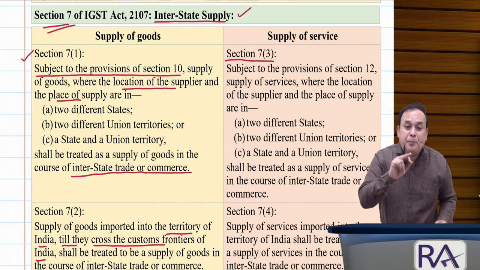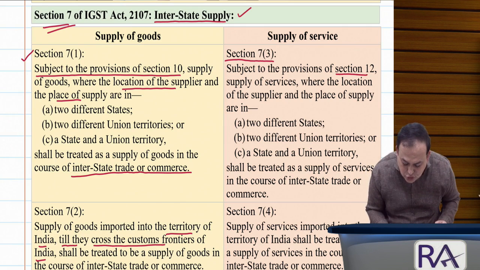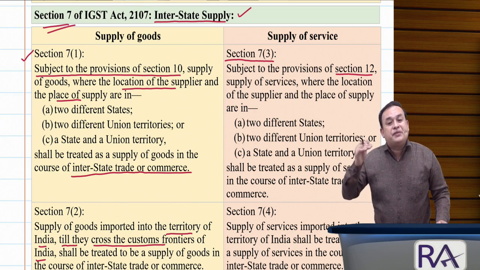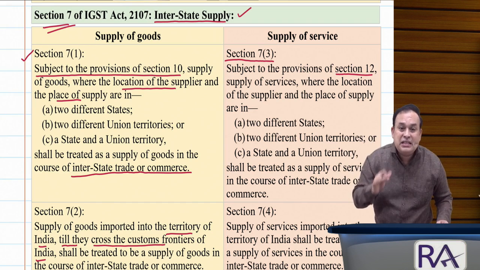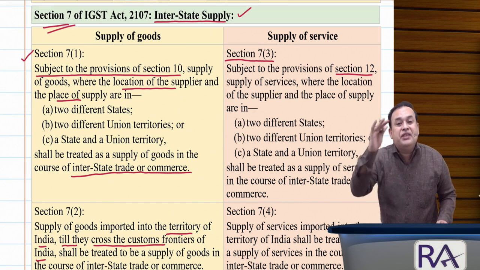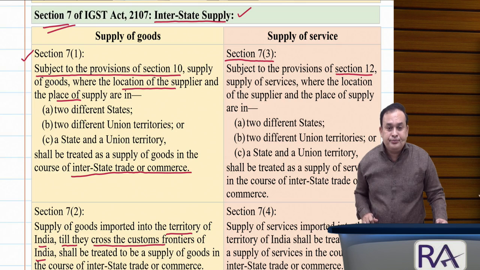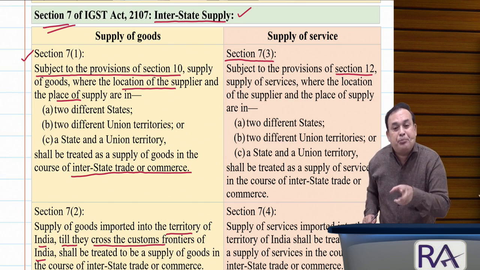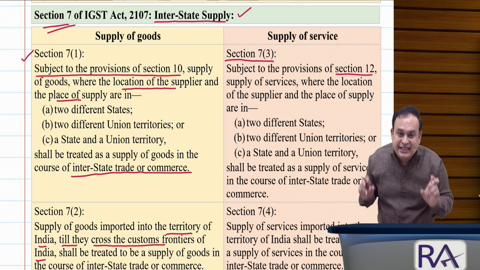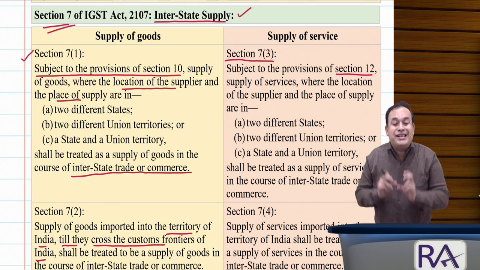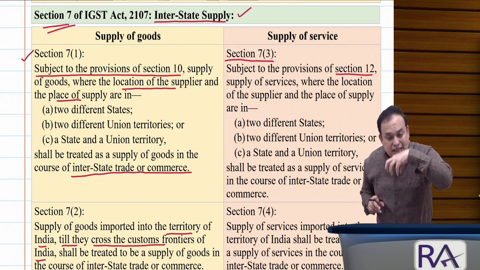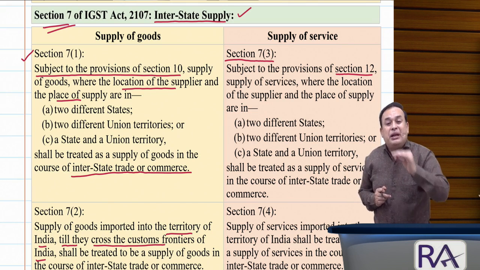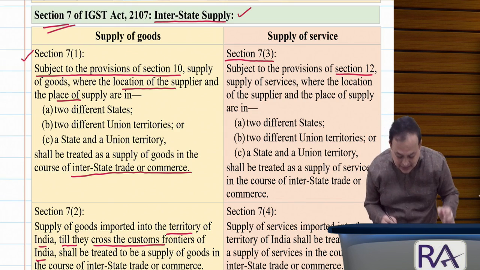Further, section 7 subsection 3 of the IGST talks about supply of services at interstate level. Section 7 subsection 3 speaks subject to section 12 of IGST, where location of supplier of service and location of recipient of service are from taxable territory, then section 7 subsection 3 of the IGST speaks: location of supplier and place of supply of service in two different states, or in two different union territories, or one in state, other one in the union territory. In that case, such supply is called interstate supply of services.